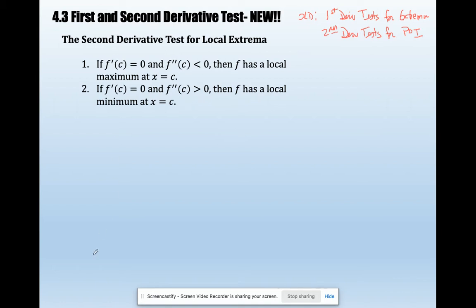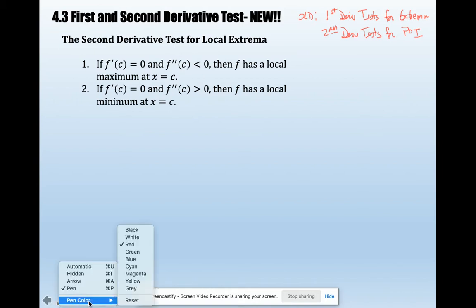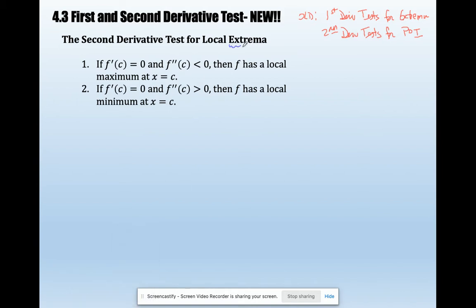But the second derivative test can also be used for extrema. The first derivative test can also be used for concavity, right? So they are interchangeable, but the most important here is using the second derivative test for extrema.